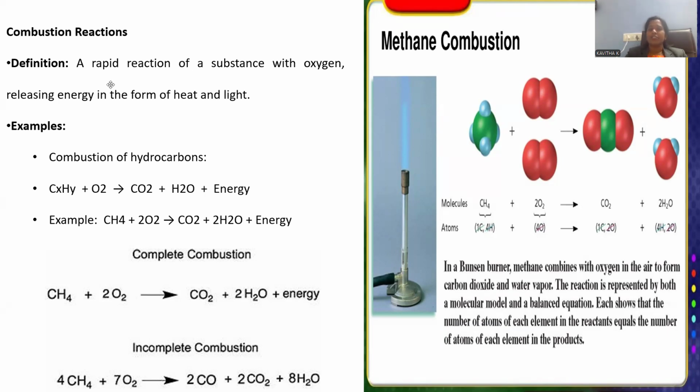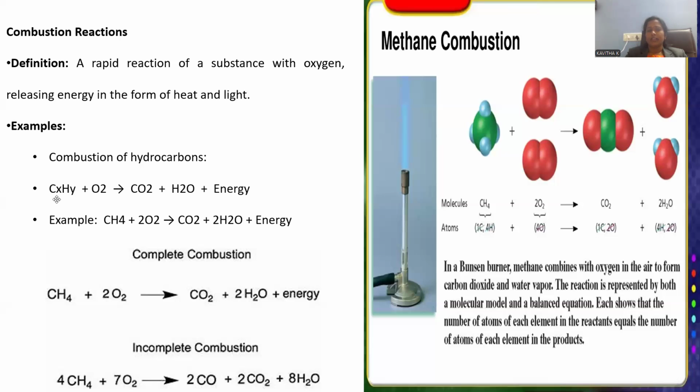This is the way combustion is carried out. The simplest example is the burning of coal. Whenever coal is subjected to burning, a lot of heat is evolved, that is, thermal energy. This is the simplest example of the combustion process. Let me show the examples pertaining to combustion.